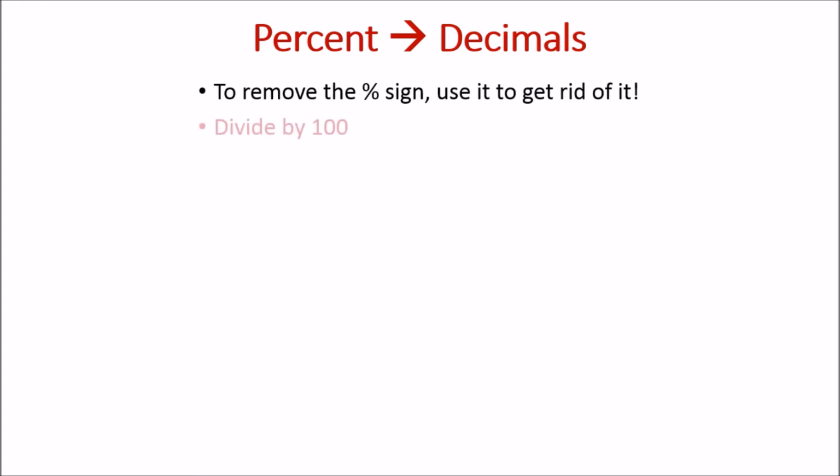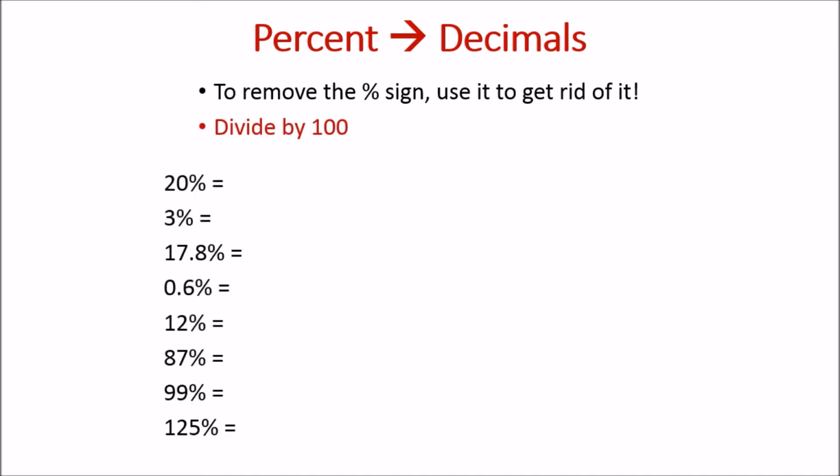Now we're going to practice turning some percent numbers into some decimal numbers. So remember, to remove a percent sign, we need to actually use it to get rid of it, which means we actually have to do the division by 100. So what that looks like is removing the percent sign and doing the division by 100. So moving that decimal point over 2 spaces so that 20% becomes 0.2. You can write the 0 here, but you don't have to.